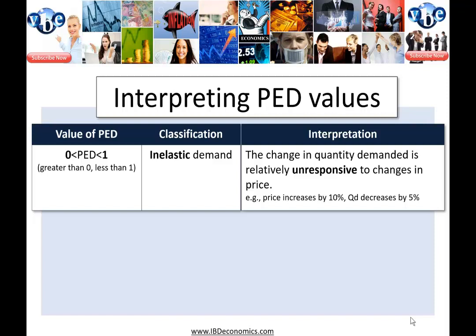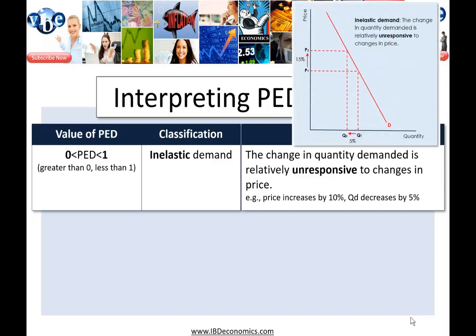If we go away and do our calculation and we get a PED coefficient that is somewhere between 0 and 1, so it's greater than 0, less than 1, we term this inelastic demand. And what does this mean? This means that the change in quantity demanded is relatively unresponsive to changes in price. So the quantity demanded changes less than the change in price. For example, if price increases by 10%, quantity demanded decreases by 5%, we would say that is inelastic demand.